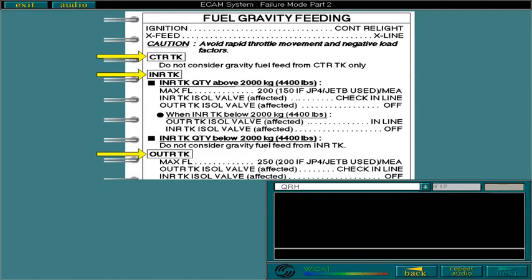In this example, fuel pumps have failed, but the ECAM is unable to distinguish between the different cases of the centre, inner and outer tank. Boxed items like this mean that the items listed below them only need to be undertaken if the failure is due to that component, in this case, the tanks.